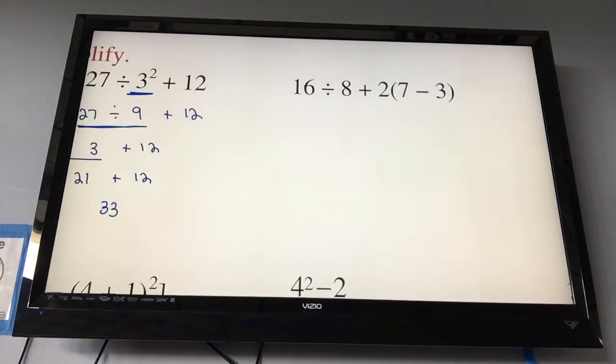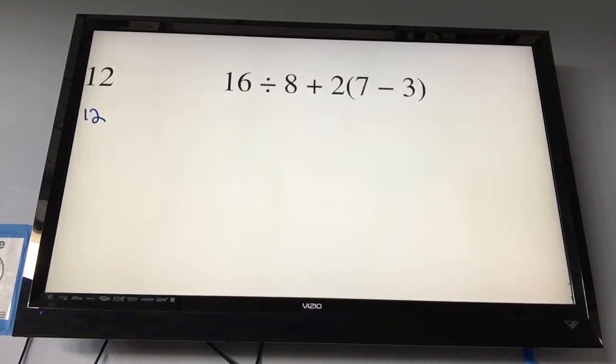All right, my next one, grouping symbols. We have got some of those. So this is first: 16 divided by 8 plus 2 times the parentheses, 4. Now, we have done the work in the grouping symbols. Now it changes to multiplication. So the grouping symbol part is done. Next would be exponents. We don't have any of those.